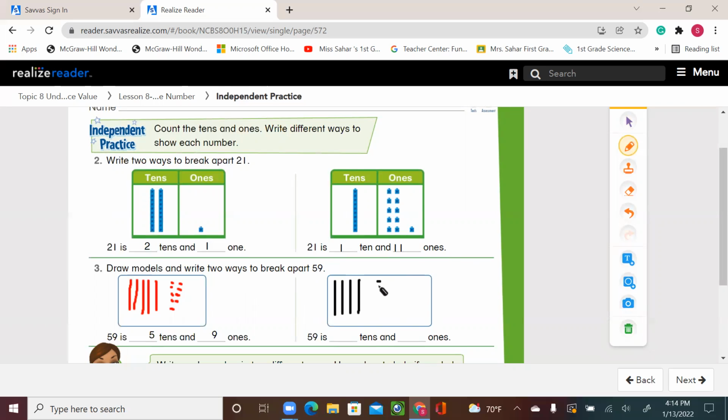So let's see. 1, 2, 3, 4, 5, 6, 7, 8, 9, 10. I still have to add my ones. Let me take a different color. 1, oh, it doesn't show.